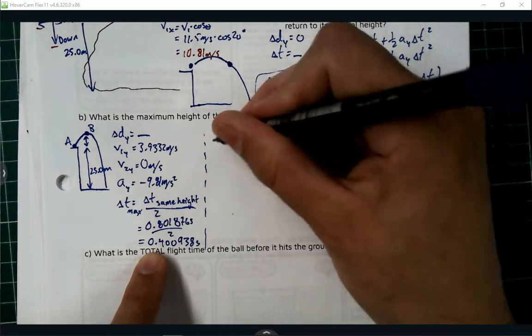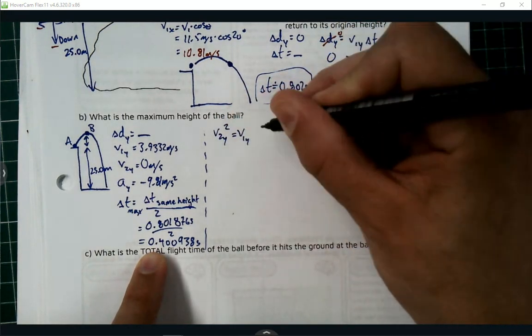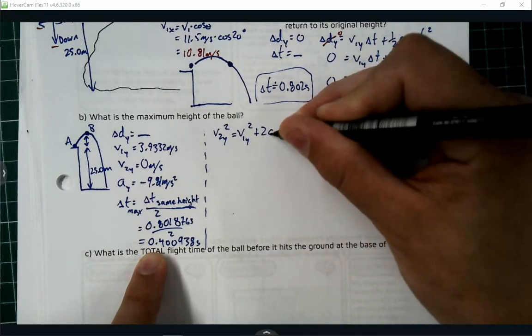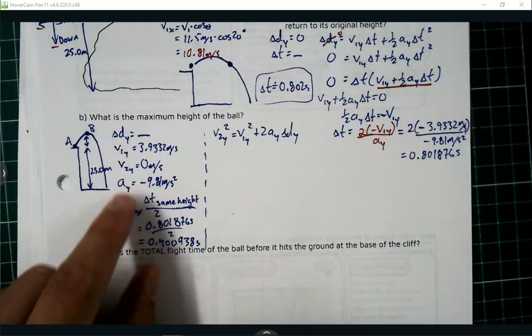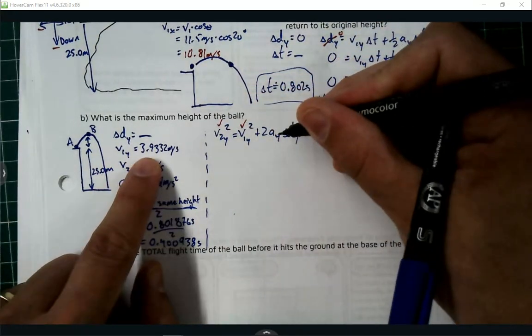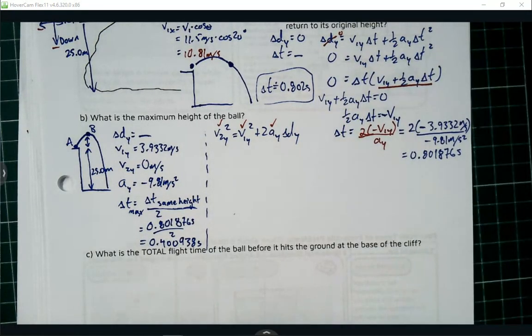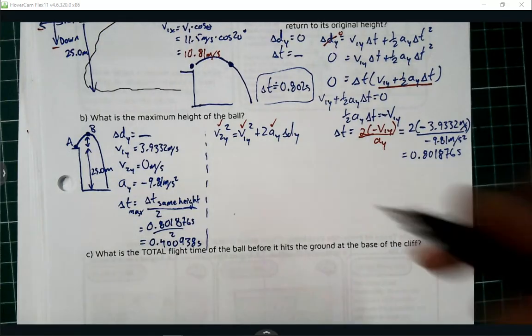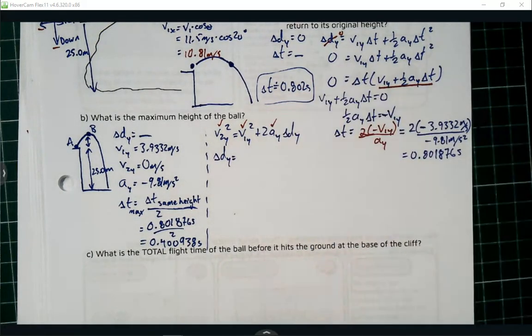I think I want to say v2y squared equals v1y squared plus 2ay delta dy. The reason I would do that is because it looks like I know v2y is 0. I know v1y is that value there. I know ay is negative 9.81. This seems fairly cut and dry, fairly straightforward. So I'd isolate to get delta dy all by itself. And I'm getting pretty good at this. I can do a lot of it in my head.